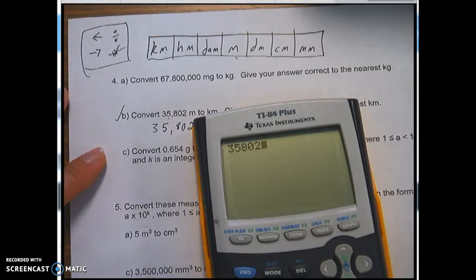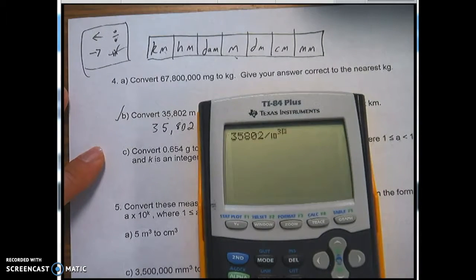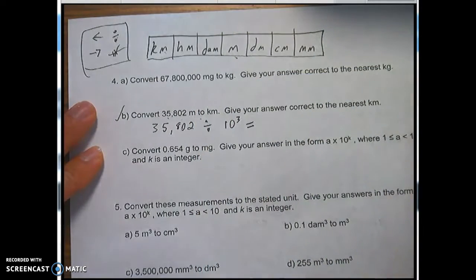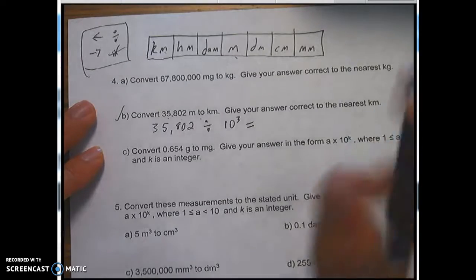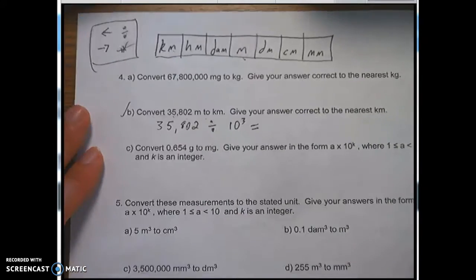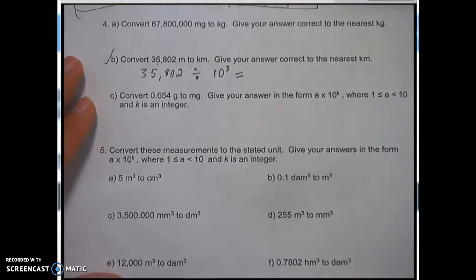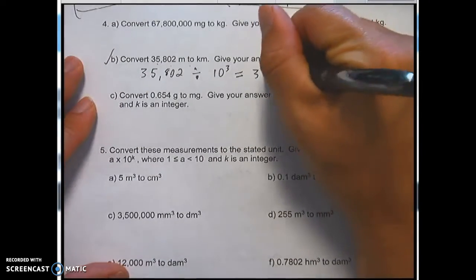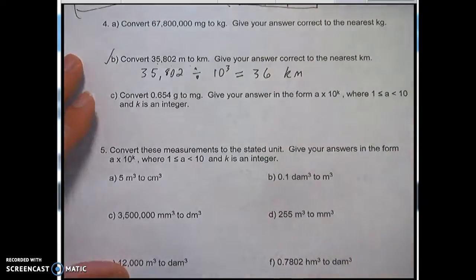35,802 divided by 10 to the third power. That's going to give me 35.802 kilometers, but it says to round it to the nearest kilometer. So it's going to round up to 36 kilometers.